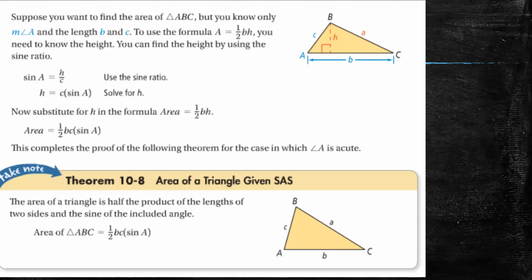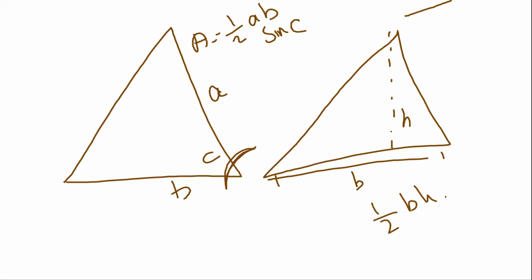Suppose that you want to find the area of the triangle. Now look at this triangle here. We have a triangle ABC, and all of us know that to find the area, we will use the formula that says A is half BH. So let's have this triangle here. As an example, we have this triangle. Now let's name this one.